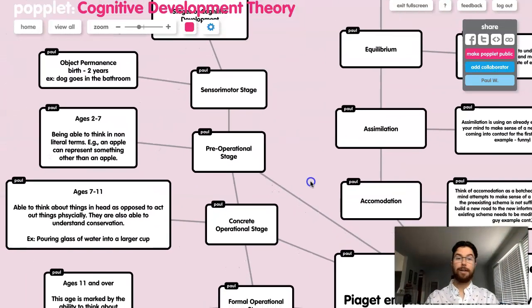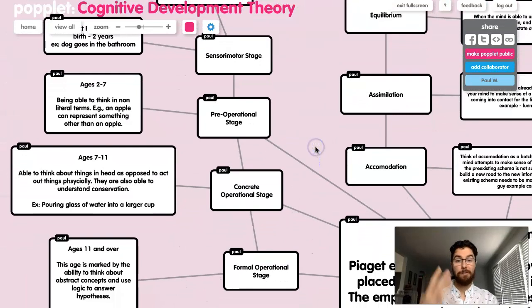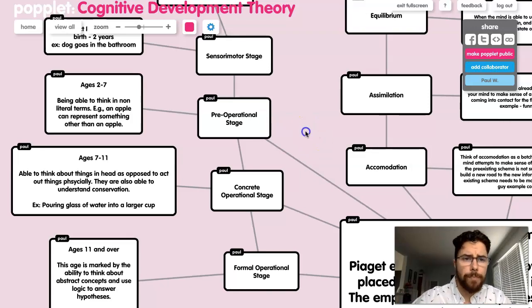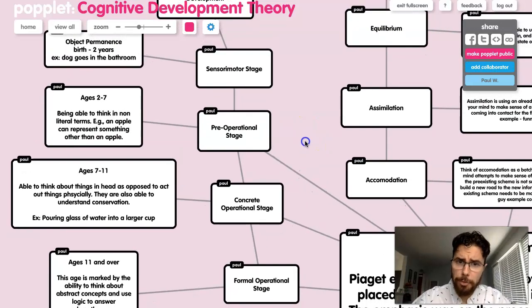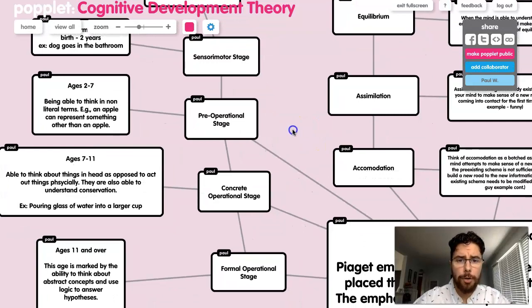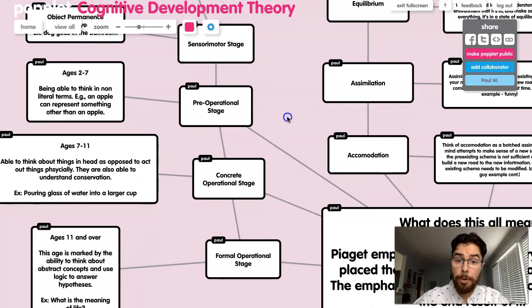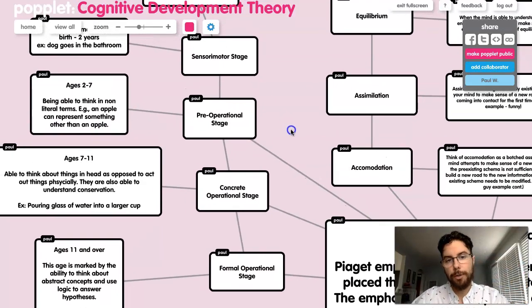Moving on, we got to talk about those 4 stages. So we've got 4 of them. Unfortunately, I've only got 15 minutes, so I kind of got to breeze through some of these. But we've got 4. We've got sensory motor stage, pre-operational, concrete operational, and then formal operational.